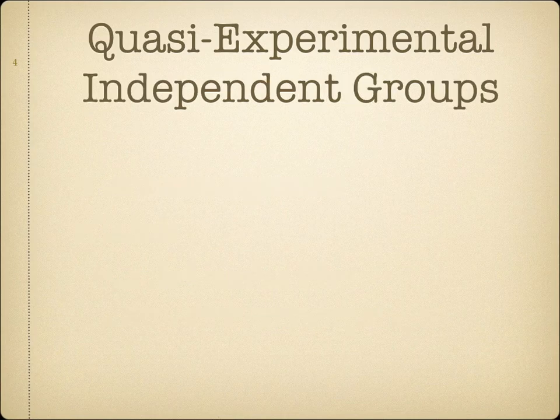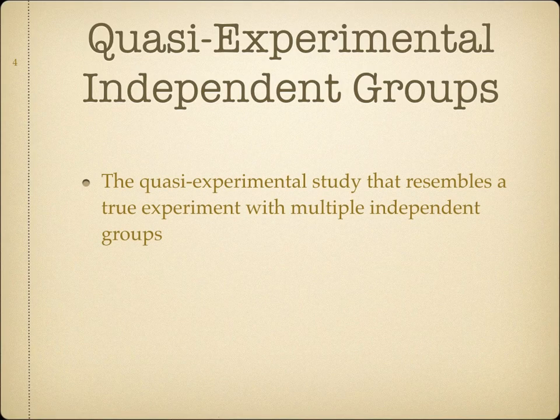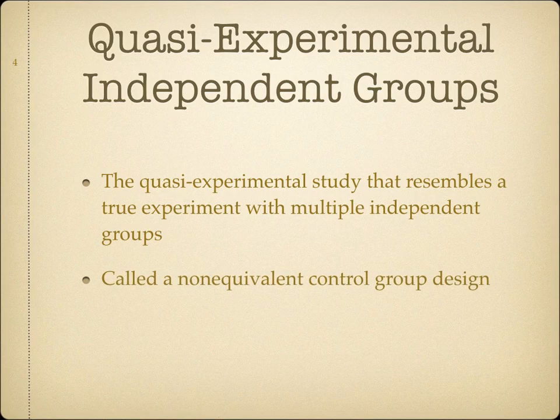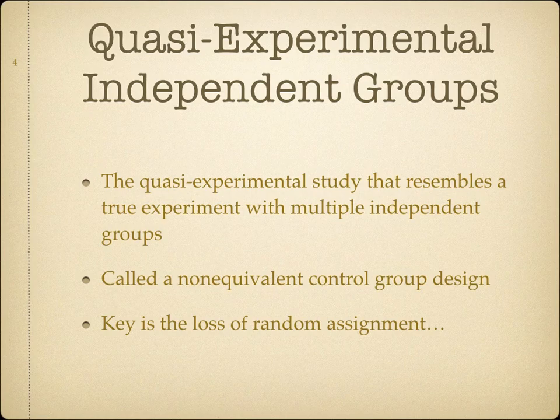Quasi-experimental independent groups designs are studies that resemble a true experiment with multiple independent groups. This is termed more properly a non-equivalent control group design. And the idea behind saying non-equivalent control group is to capture the notion that your control group cannot be judged to be the same as the manipulated group. The two groups are different in some fundamental way. That's why they exist as groups, because you did not do random assignment. You did not have the ability to create those groups in a way that ensures them being equivalent, though we have some ways of getting at some of that we'll get to later.